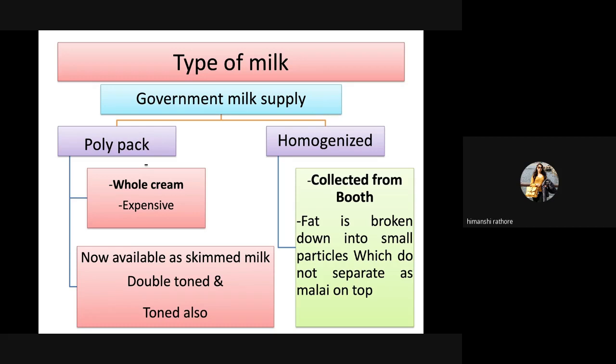Then we have homogenized milk also in India, which is collected from both. Fat is broken down into small particles which do not separate as malai on top. So this is a milk in which the milk is churned at a very high temperature so that the fat present on the top layer of milk is broken down into small particles, and the milk now looks like an emulsion. And your fat layer, your malai, you won't be able to see on the top of your milk. So this is called homogenized milk.